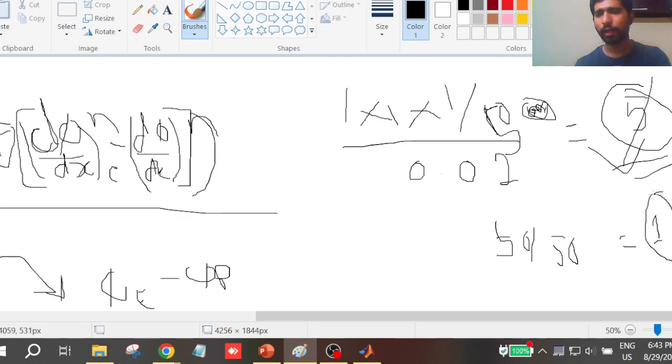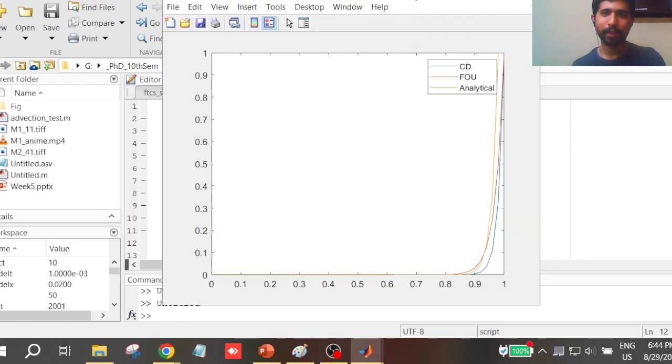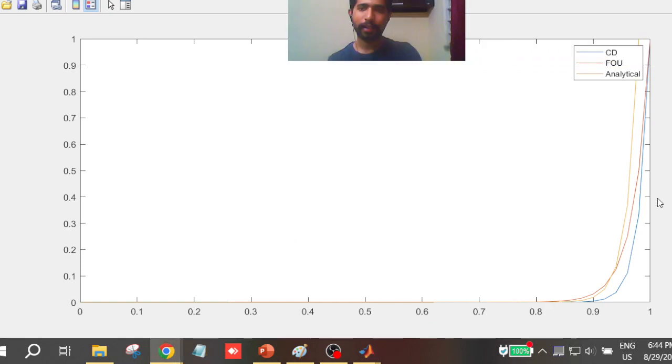So here you can use a central difference scheme now, because you can see that the Peclet number is going less than 2. So that is what I will do here now. I will increase the grid from 11, I will try to go to 51. I don't know, it might take a lot of time. Let us see. Oh, it gave a good answer. Yeah, so now you can see very clearly that all of them are giving good results to me.